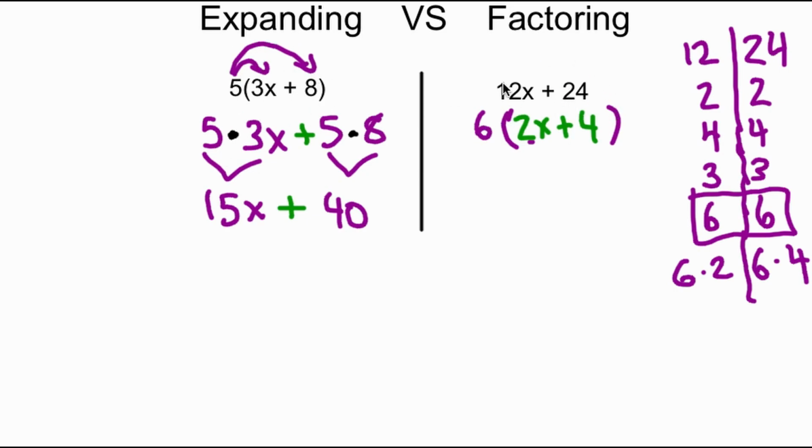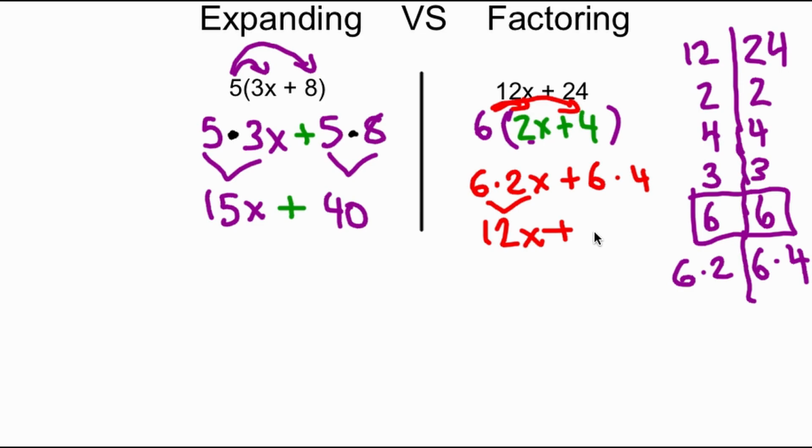Expanding the expression to see if you get back the original. So underneath it, I'm going to do that really quickly for you. First, we're going to do 6 times 2x, and then we're going to do 6 times the 4. So I'm going to bring down the plus here. Very similar to what we did over here. The 6 times 2x will give us the 12x. Bring down the addition. And then 6 times 4 will give us the 24.